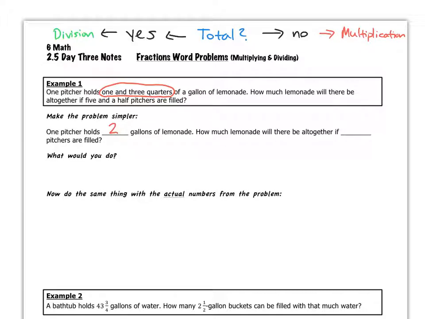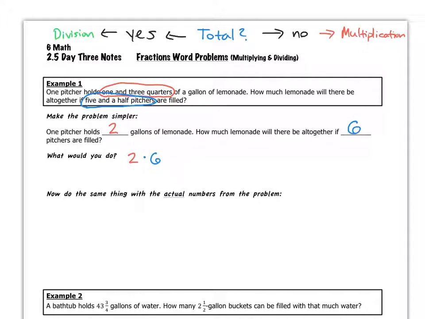And then the next fraction I see is how much lemonade will there be altogether if 5 1/2 pitchers are filled. So instead of 5 1/2, I'll go ahead and I'll just say 6. So now read this problem with these simpler numbers. One pitcher holds 2 gallons of lemonade. How much lemonade will there be altogether if 6 pitchers are filled? Well, for this problem, since we're supposed to find the total and we don't know it, we need to multiply 2 gallons of lemonade per pitcher times 6 pitchers. And our answer here would be 12.